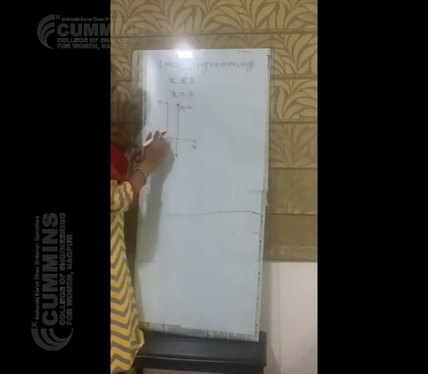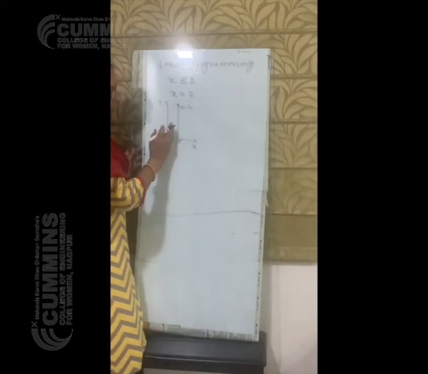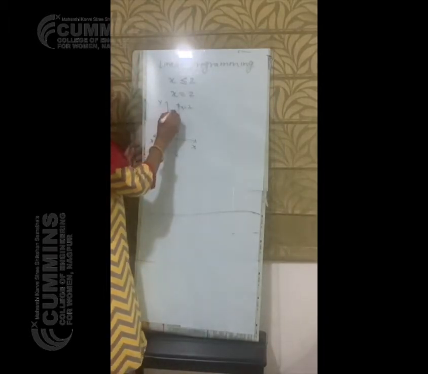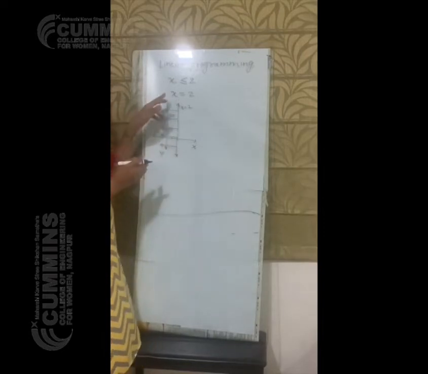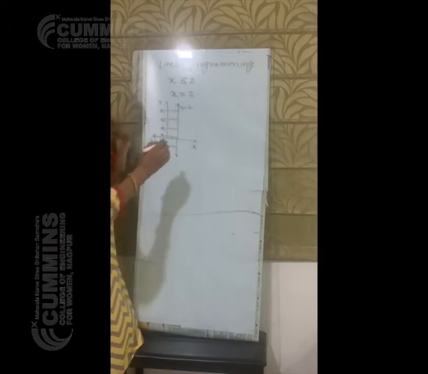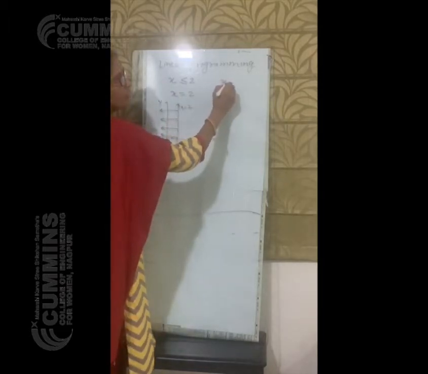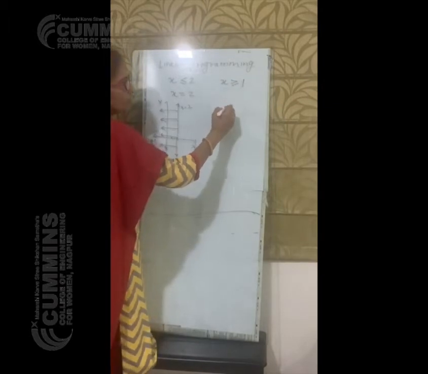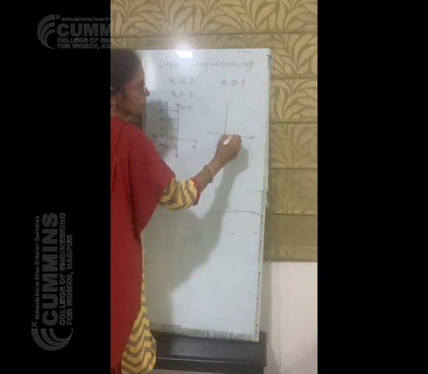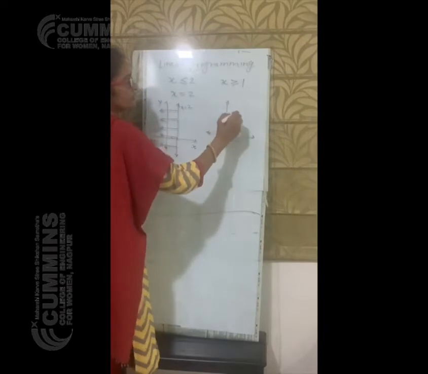Here it is x equal to 1, and here it is x equal to 2. So the portion x less than 2 is the portion on the left hand side of the line x equal to 2. This shaded portion is the inequality for x less than or equal to 2. Similarly, if we have to draw x greater than or equal to 1, we have to draw the x-axis, y-axis, and the line x equal to 1.